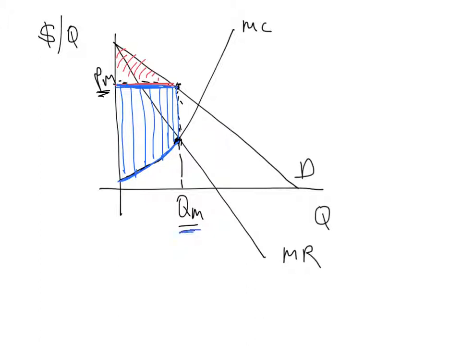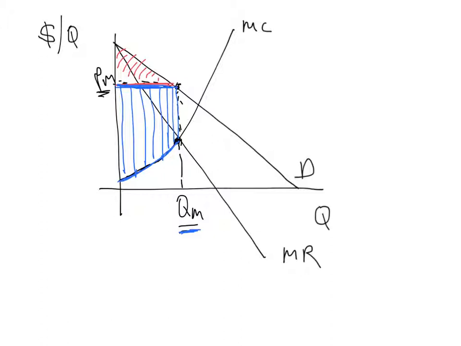We have to stop when we get to QM because that's the amount of product we expect to be actually produced and sold. So we think that the total surplus under monopoly is the red triangle and this interestingly shaped blue area, that will be what we want to compare a competitive solution to.